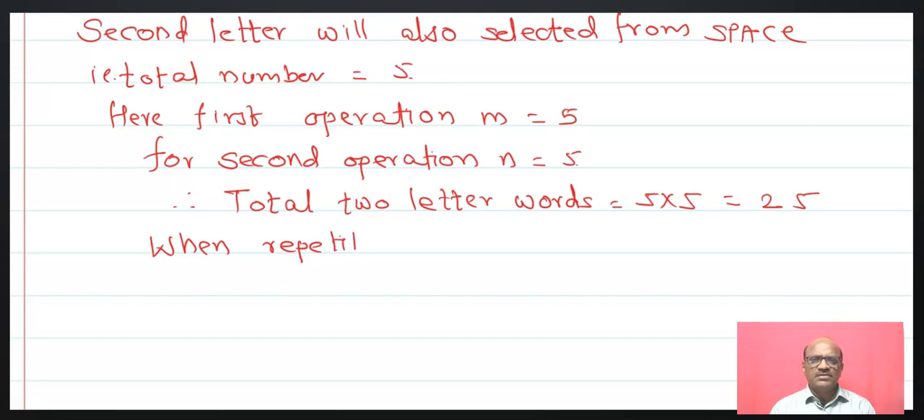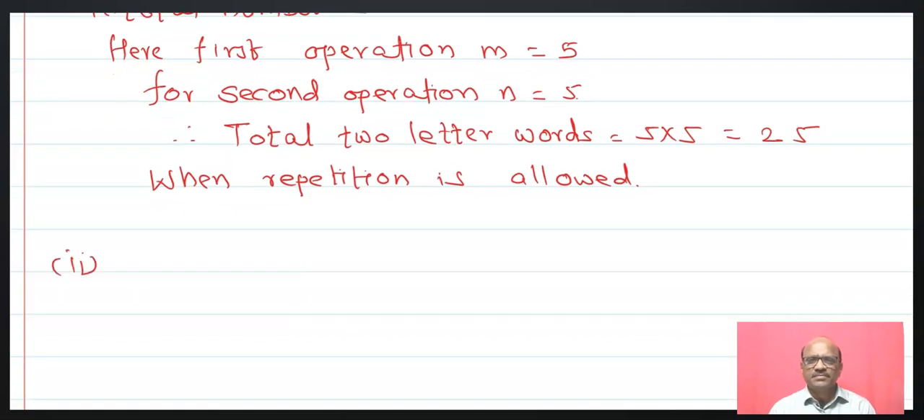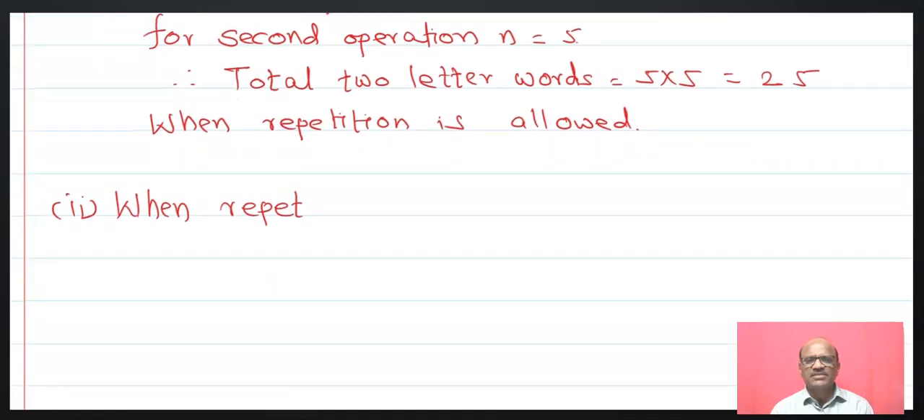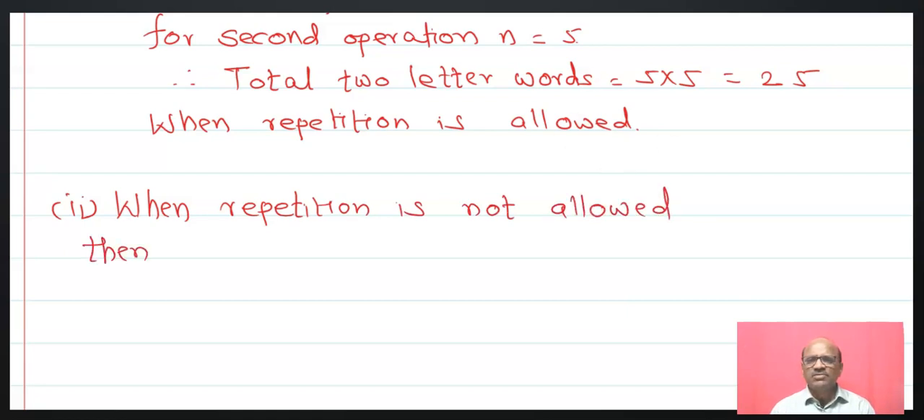When the repetition is allowed, the number of two-letter words will be 25. And in the second case, the repetition is not allowed. म्हणजे पहिलं लेटर घेतल्यानंतर ते पुन्हा आहे त्याच 5 मध्ये ठेवायचं नाही, ते बाजूलाच असणार आहे. Therefore, it is called repetition is not allowed.